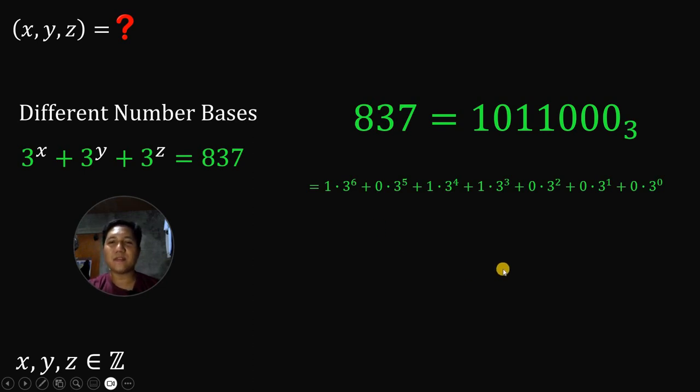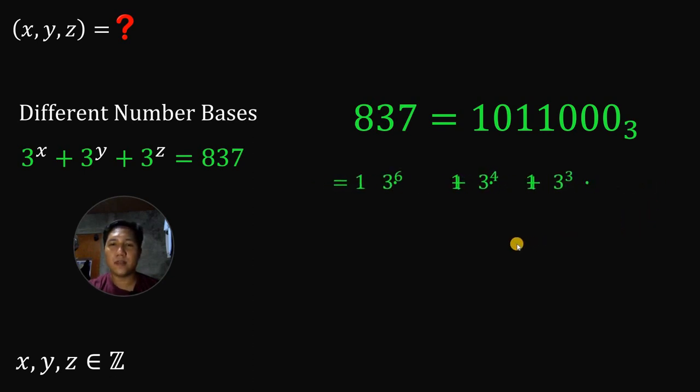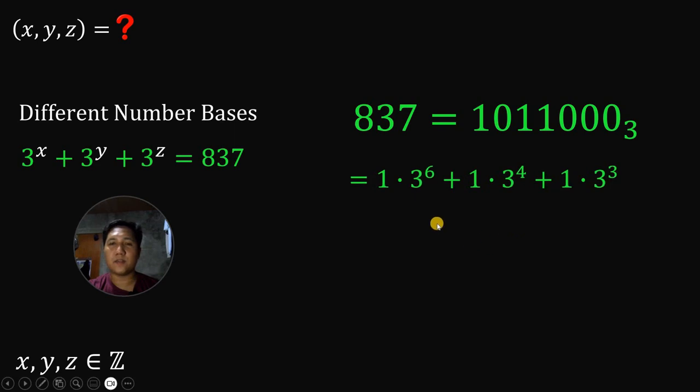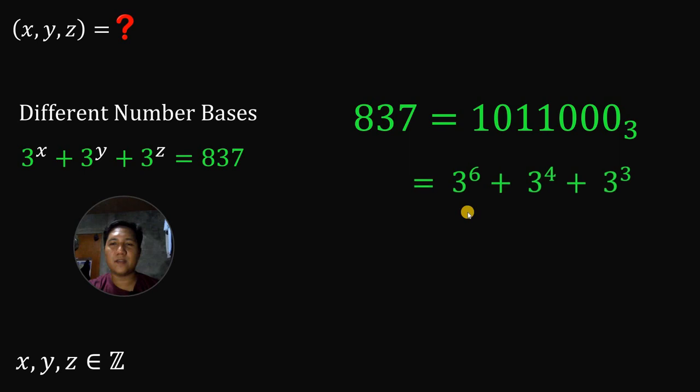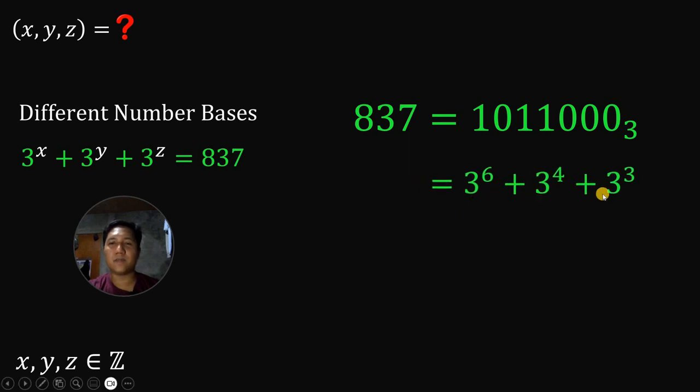Take note that a lot of these terms are just 0. For example, 0 times 3 raised to the 5th power is just 0. 0 times 3 squared is just 0. 0 times 3 to the 1 is 0. And 0 times 3 raised to 0 is also 0. So let's eliminate all of these terms. This leaves us 1 times 3 raised to 6 plus 1 times 3 raised to the 4th power plus 1 times 3 raised to 3. Simplifying more, this is simply equivalent to 3 raised to 6 plus 3 raised to the 4th power plus 3 raised to 3.